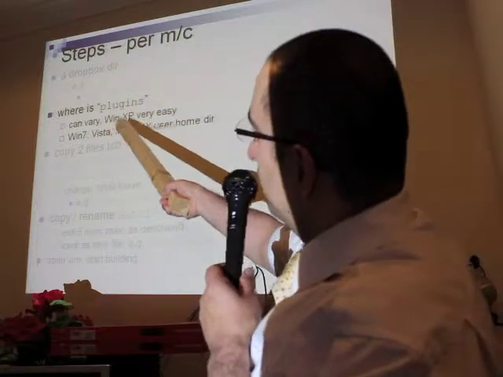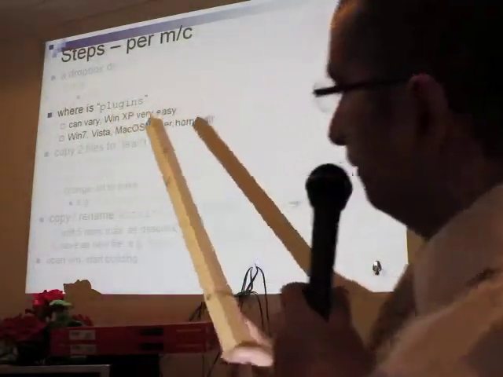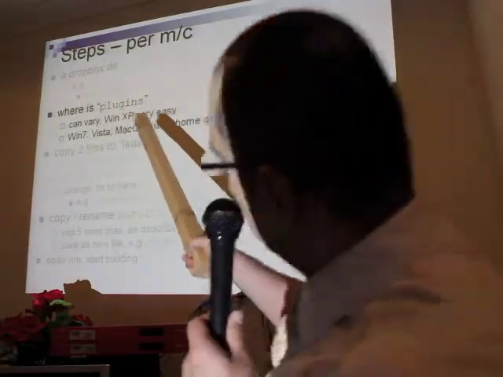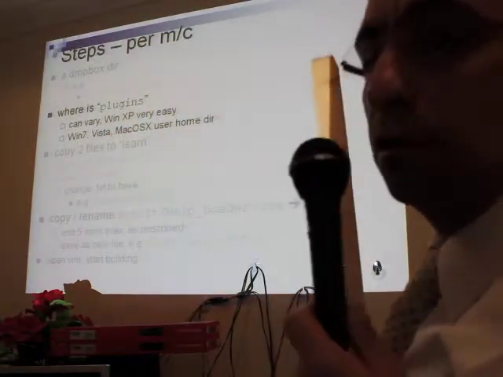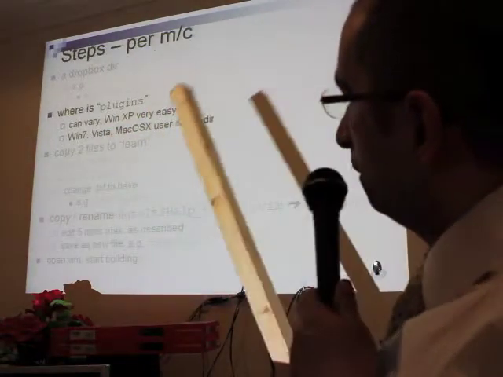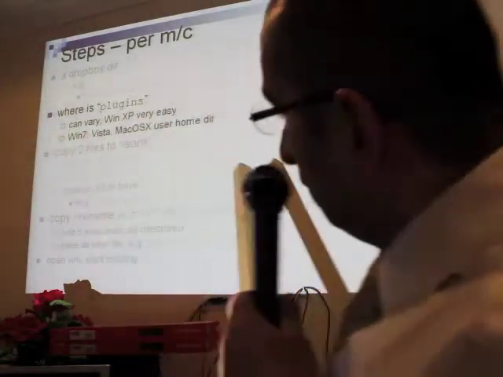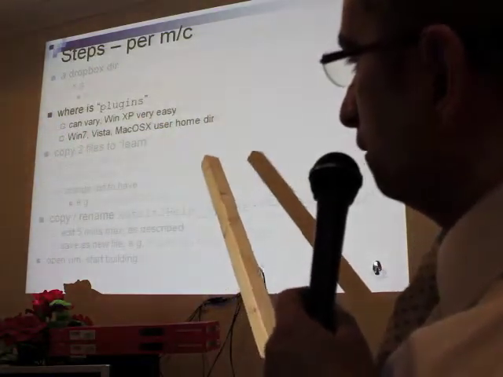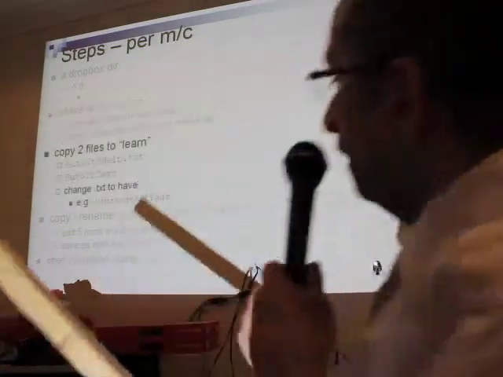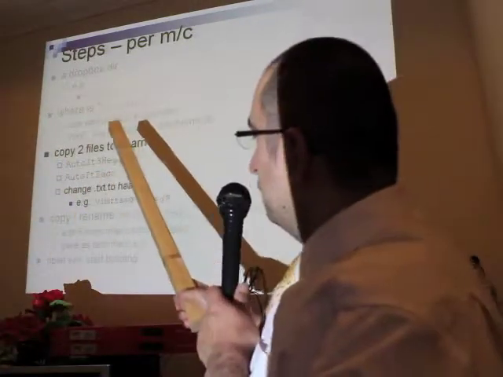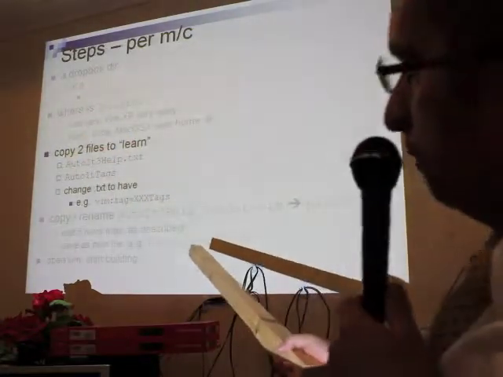You need to know where the plugins directory of your Vim editor is. It's got a plugins directory, you need to find out where it is. It can be different on different operating systems. Windows XP and Windows 7 are different. Mac OS X is kind of similar to the way Windows 7 does it, but you need to know where that is, because that's where your clever auto commands are going to go.